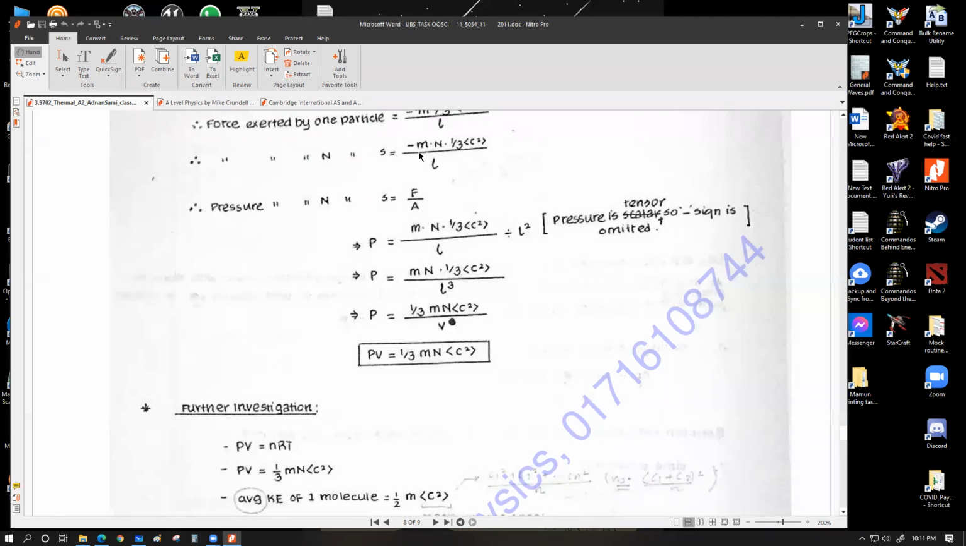এখানে আমরা মাইনাস সাইন কনসিডার করতেছি না because pressure is actually considered as a tensor, which for your level you can consider it to be a scalar because tensor is not taught at your level. So since it's a scalar quantity, we are simply obliterating the minus sign. এখন আমাদের মাইনাস সাইন নিয়ে বদার করার দরকার নেই.